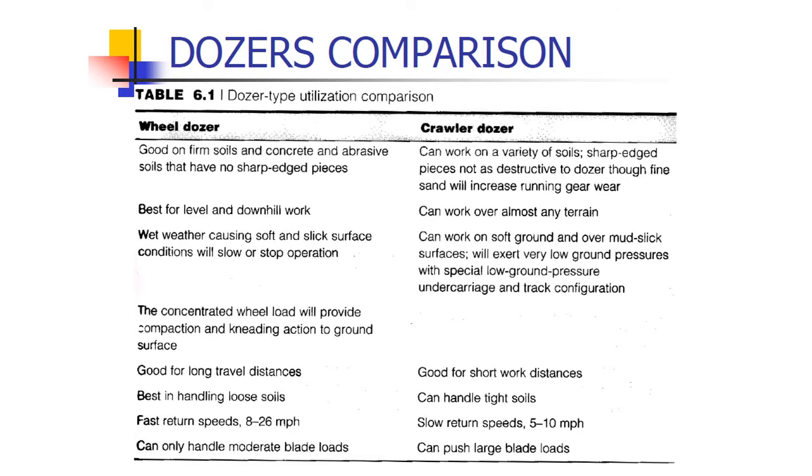The crawler dozer can exert a very high force while pushing. However, it's slow, as opposed to the wheel dozer, which is faster. However, this is at the expense of the force that it can apply. This is also reflected in the soil that each can excavate. Wheel dozers are typically used for loose materials, while crawler dozers can handle tight soils.